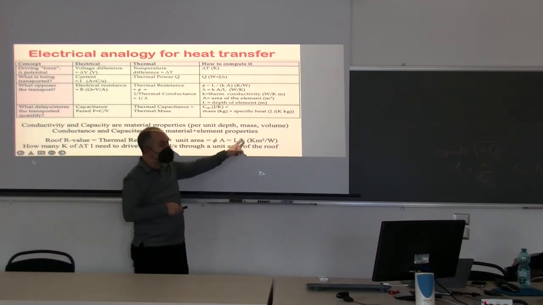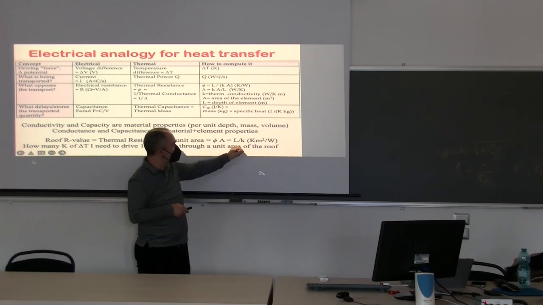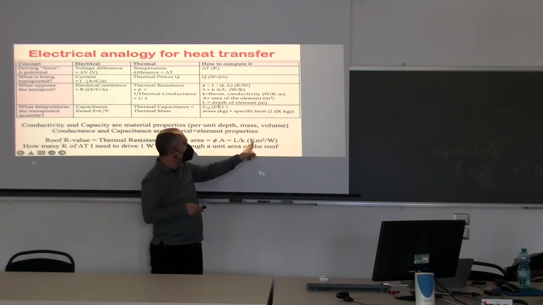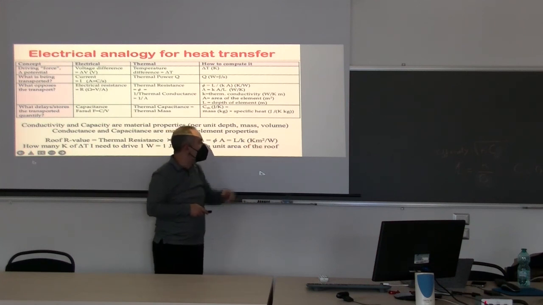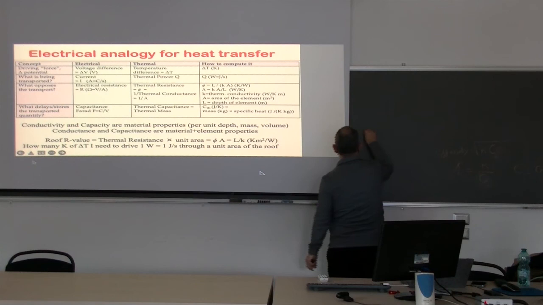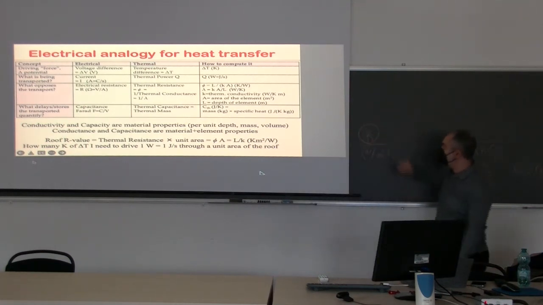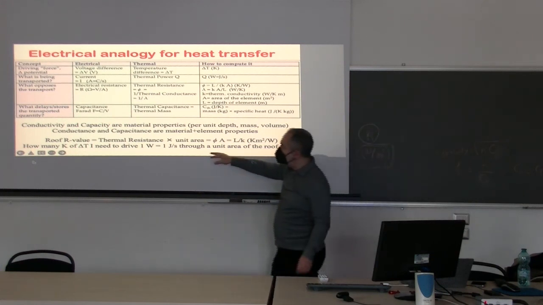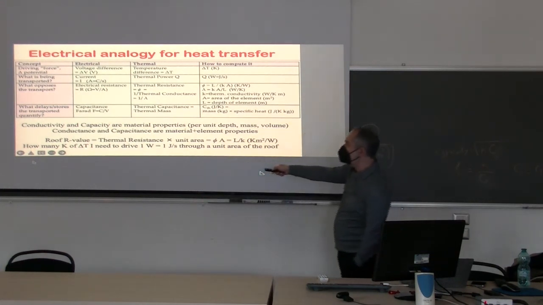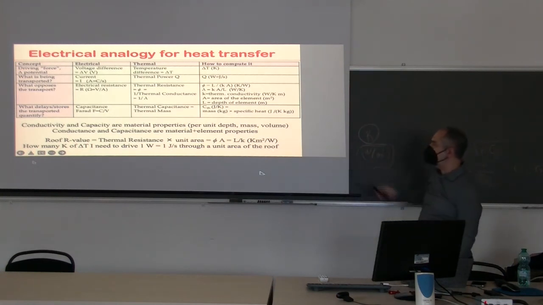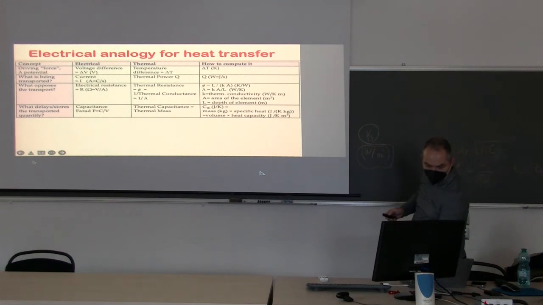So I changed these slides yesterday and somehow either I didn't save them or I changed the wrong slide. So this is in Kelvin meter squared per watt, which you can think about as Kelvin per watt per meter squared. So what the roof R value really tells you is, given a Kelvin of temperature difference, what is the heat flux in watt per meter squared that I can drive through this wall of a certain thickness, L, okay? And yeah, so how many K of delta T I need to drive 1 watt through a unit area of the roof.